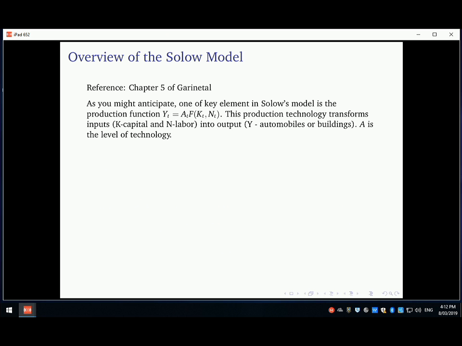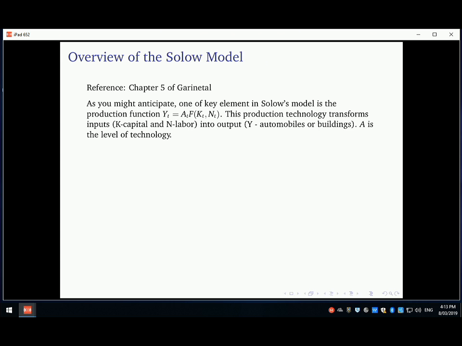Okay? Good. So now we jump to chapter number 5 in the book, the online book, Garin et al. As you might anticipate, one key element of this model is the production function, right? It's not just that we have unitary elasticities or substitutability between inputs, but also we need to think about other properties of these production functions that are relevant.